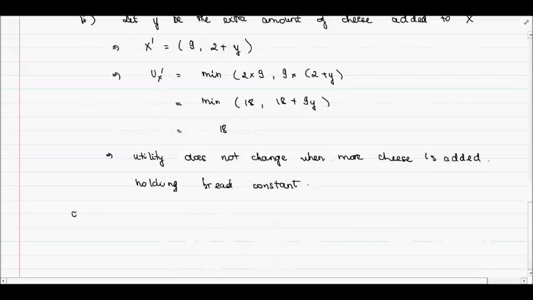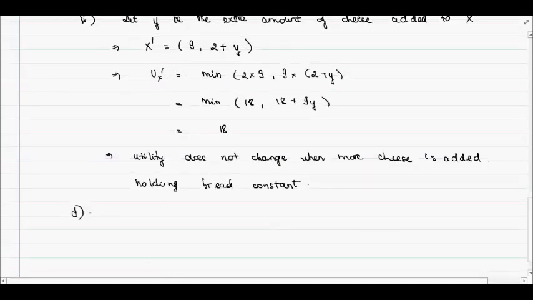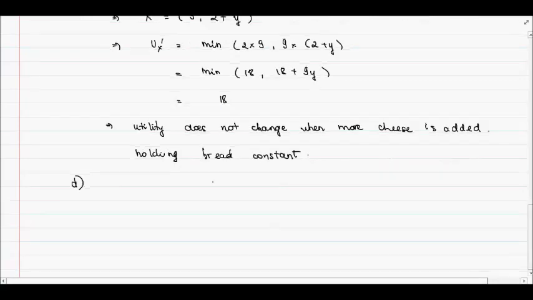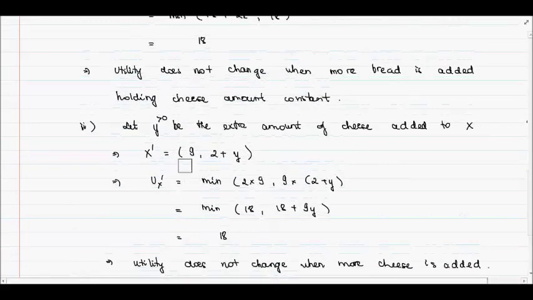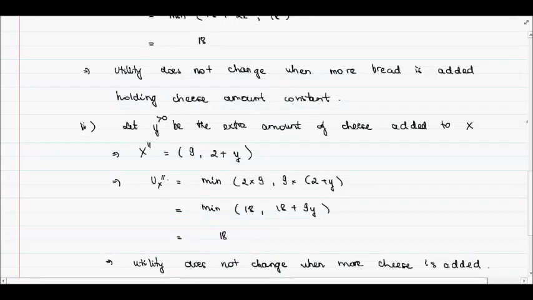Okay, so part D is asking you to use your answers to the previous questions to sketch the indifference curve passing through bundle X. We know that at bundle X we have a utility of 18, and adding more cheese or more bread is not going to change the utility. Sorry, I should say this one is X double dash, just to differentiate it from the previous X dash bundle, which is a different bundle.